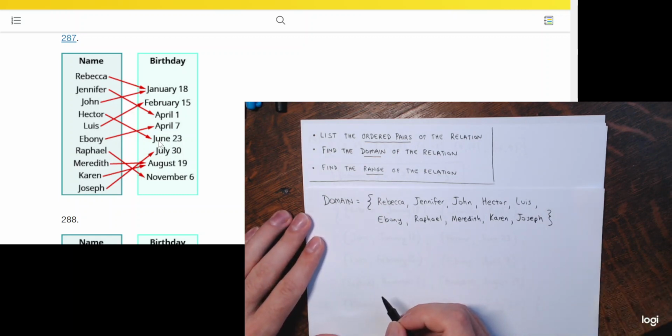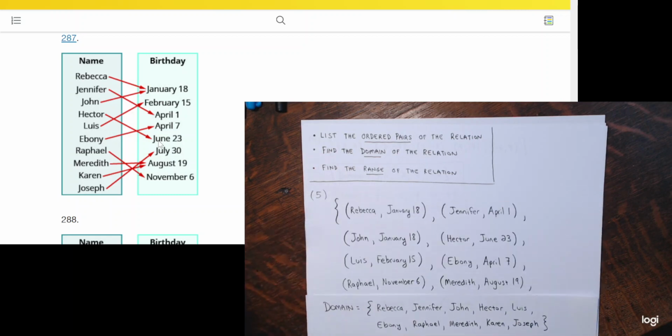Again, notice the domain is not here a set of ordered pairs. It's just all those first coordinates from the ordered pairs that I wrote on the previous page.